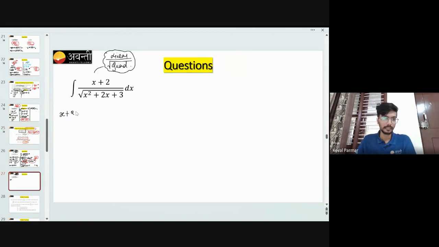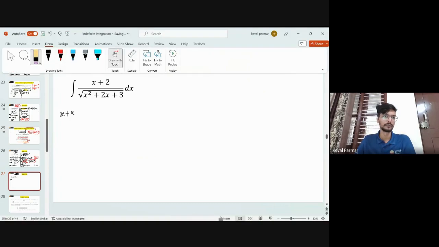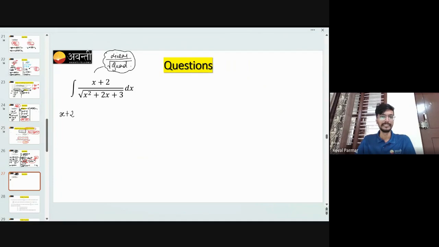Here we had 2. So linear is equal to a into derivative of quadratic. It is 2x plus 2, plus b. So if I open the bracket, I will get 2ax, correct? Plus 2a plus b. So let's compare here.